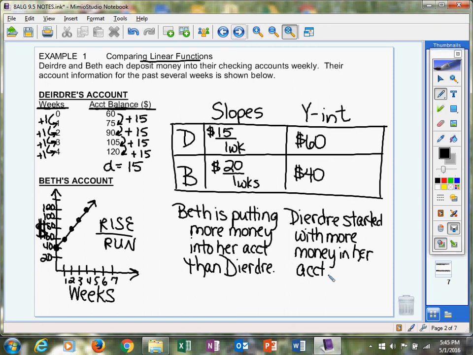Really, there's lots of wordings here that can work. And I don't care, really. I do want to see what the actual numbers are so it's not this random guessing. The numbers drive the answer. So you need the numbers so you can make the interpretation. Okay? So that's it for example 1, comparing linear functions.